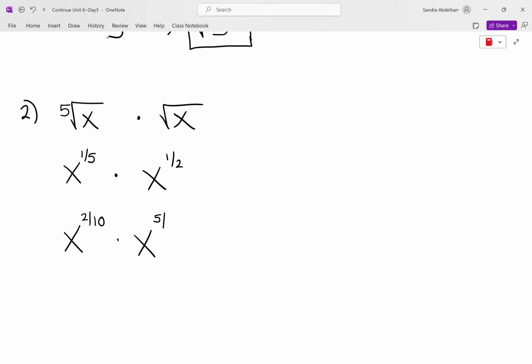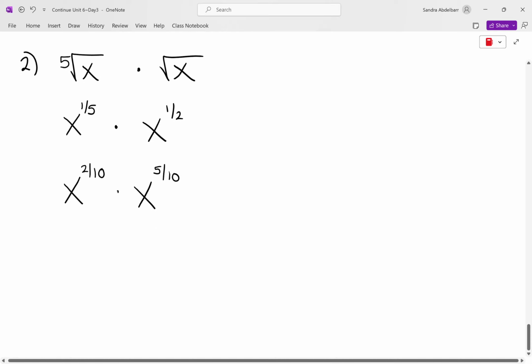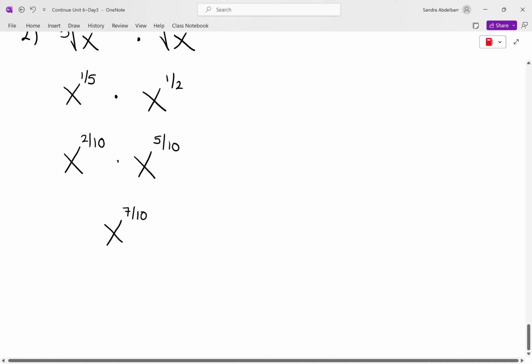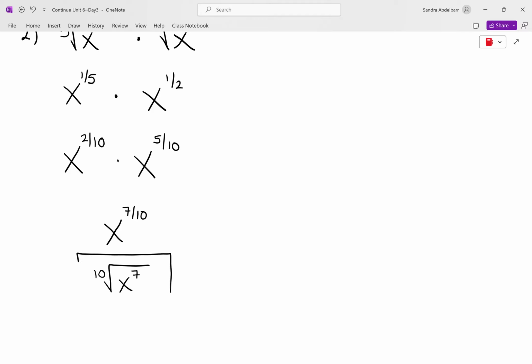So this is going to be x to the 2/10 and x to the 5/10, which is going to give us x to the 7/10. And now if I'm going to write this in radical format, this is going to be the 10th root of x to the 7th.